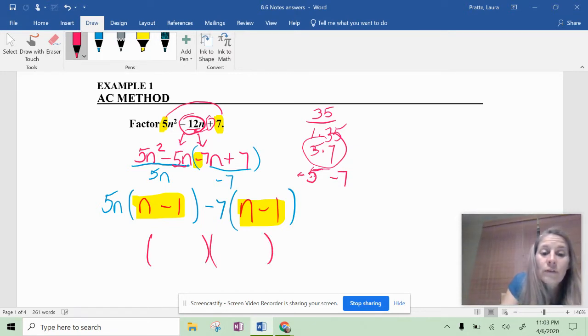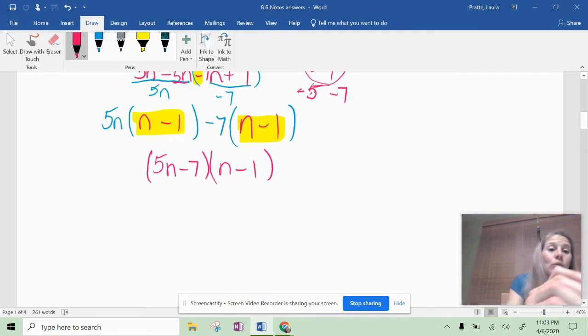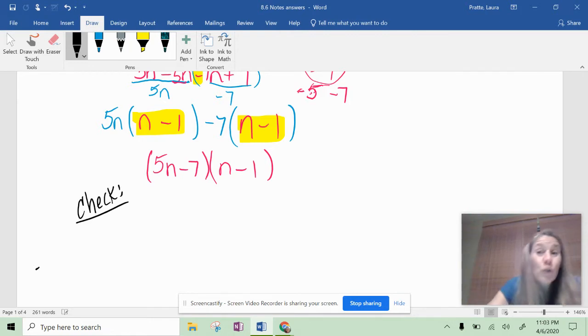So one of your two factors is the n minus 1 that you see there twice, but that's only one of your factors. And then the 5n minus 7 is your other factor. And that would be your answer, the two factors. Now, if you wanted to check your work, and this is the great thing about multiple choice quizzes, hint, hint, if you're doing something like this and you're really struggling with that AC method, well, if you know how to FOIL, you could check some of those answers.